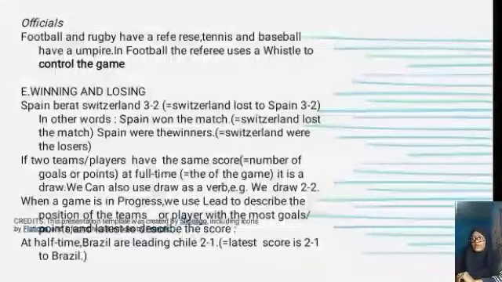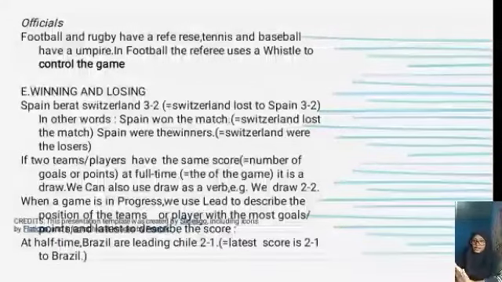And if two teams or players have the same score or number of goals or points at full time of the game, it is a draw. We can also use draw as a verb, for example, we draw 2-2. When a game is in progress, we use lead to describe the position of the team or player with the most goals or points, and the score to describe the score. For example, at halftime Brazil are leading Chile 2-1. So here it leads with a score of 2-1 to Brazil.